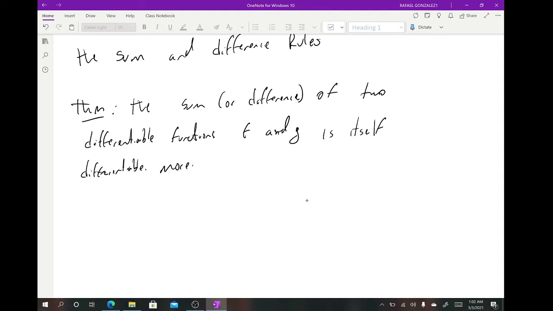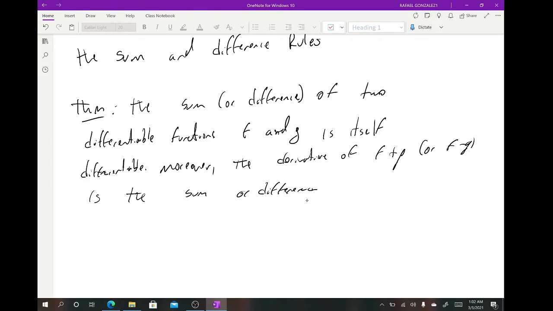Moreover, the derivative of f plus g or f minus g is the sum or difference of the derivatives of f and g.